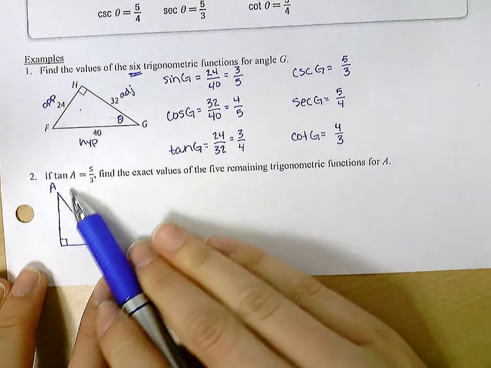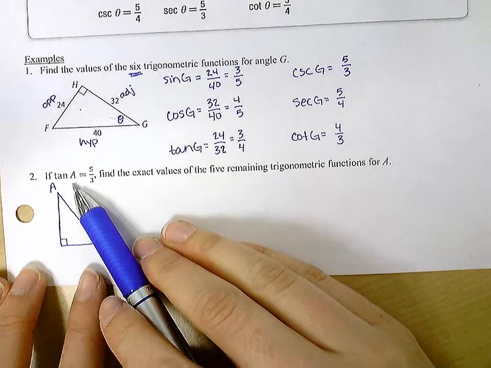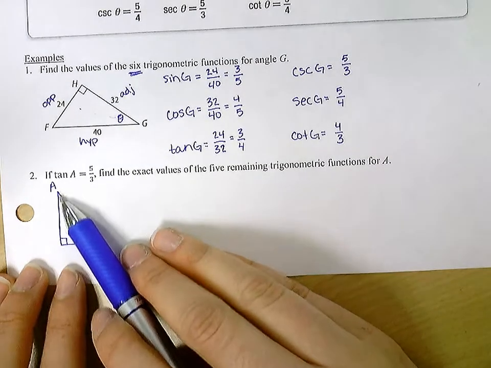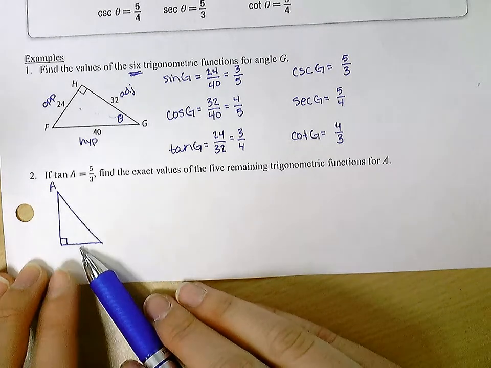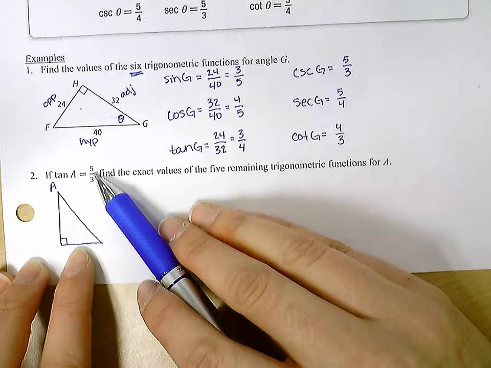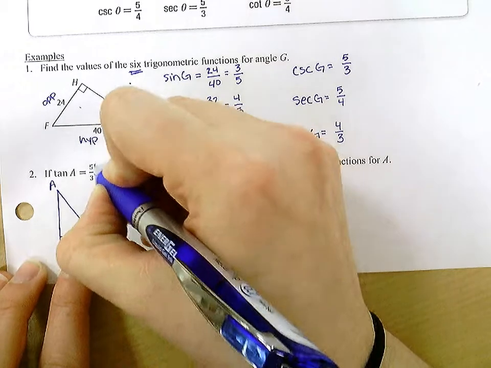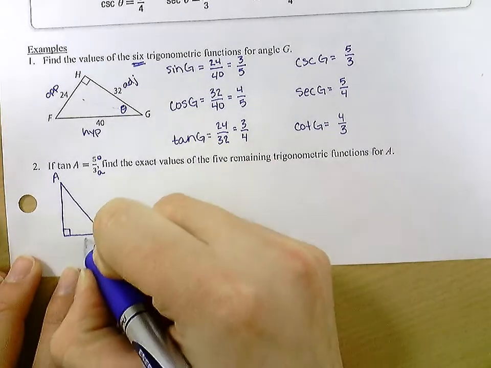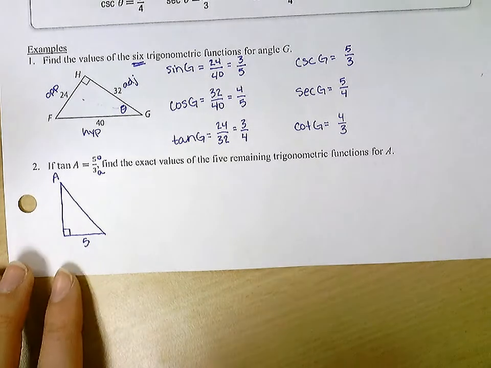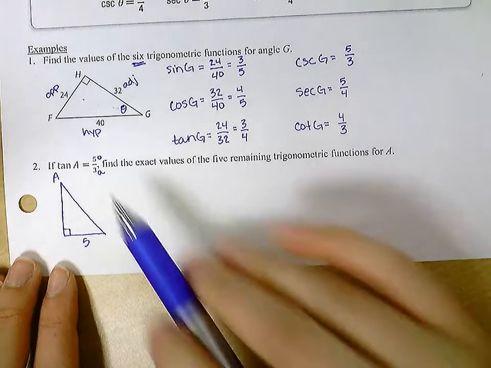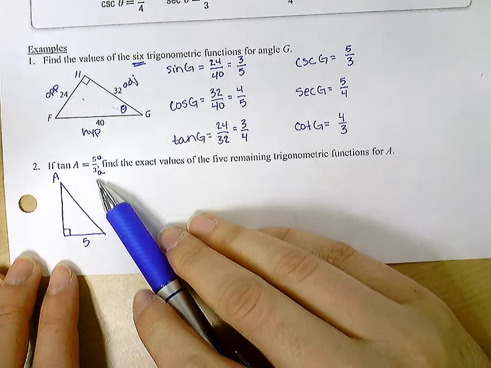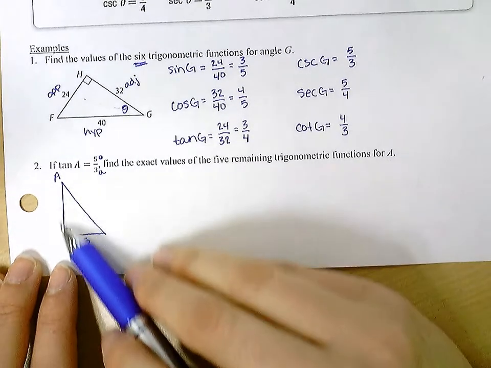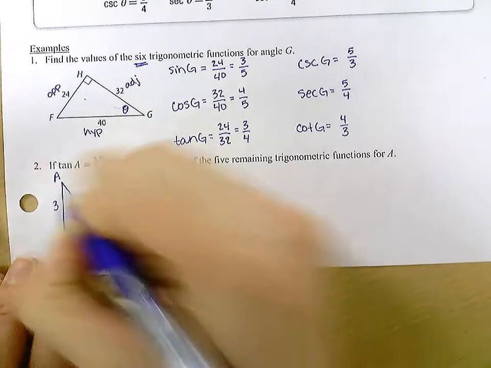So now I know tangent is opposite over adjacent. So the opposite side from angle A is this side, meaning that side has to be 5, since this is the opposite and this is the adjacent. Then I have the adjacent side to angle A. That's the side next to, that's not the hypotenuse. That side has to be 3.